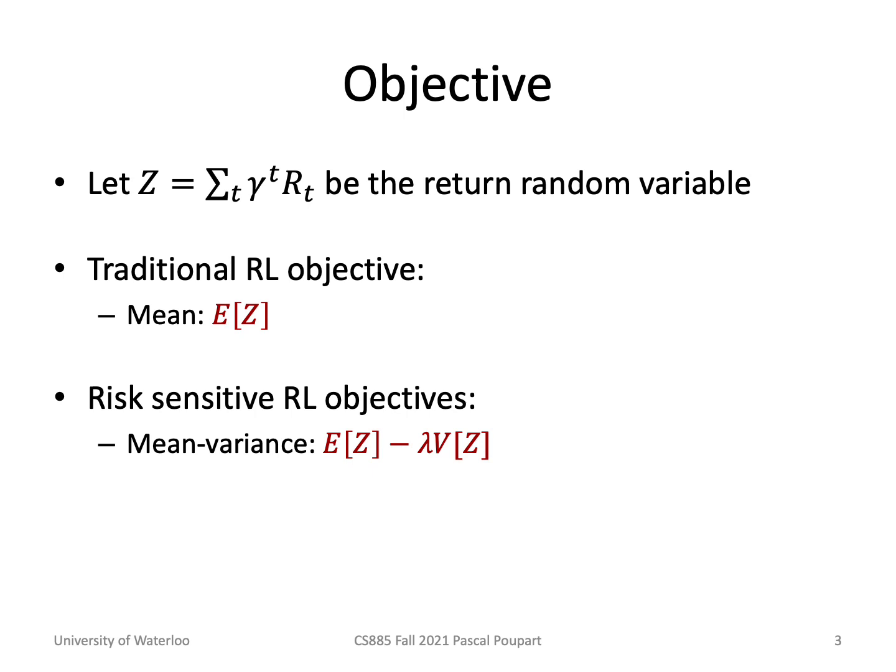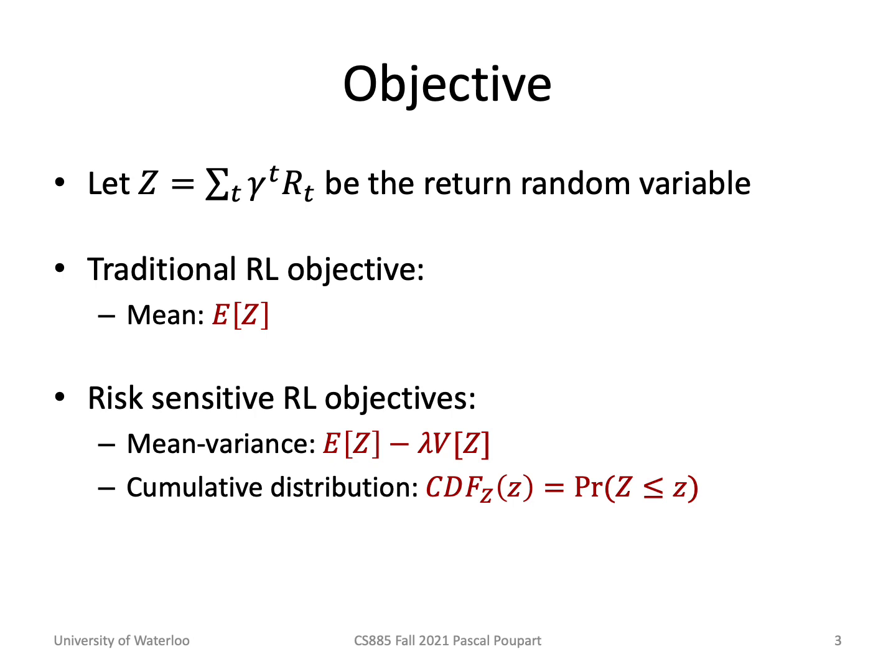So for instance, we can consider the mean variance objective, where we maximize the expectation of Z minus a multiple of the variance of Z. Alternatively, we can also consider the cumulative distribution. So that is the probability with which Z would be less than or equal to some threshold small z. So if we pick a threshold, then the idea is that we would like to minimize the probability that any of the returns are going to be less than that threshold.